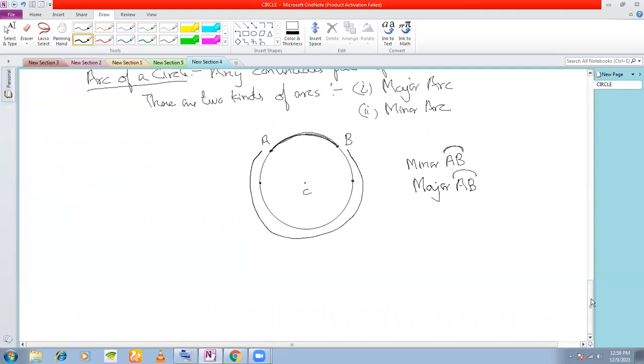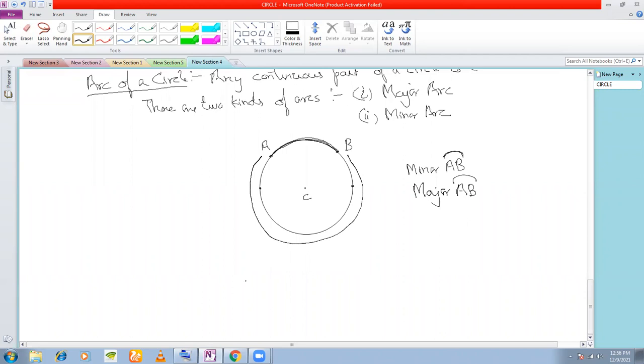Let me explain again. The minor arc is this small arc, which is less than half the length of the circle. So this arc AB is smaller than half the circle, therefore it is called the minor arc AB. And the other one, which is greater than half the circle, this arc here, is called the major arc. Now is it clear? Yes, sir.